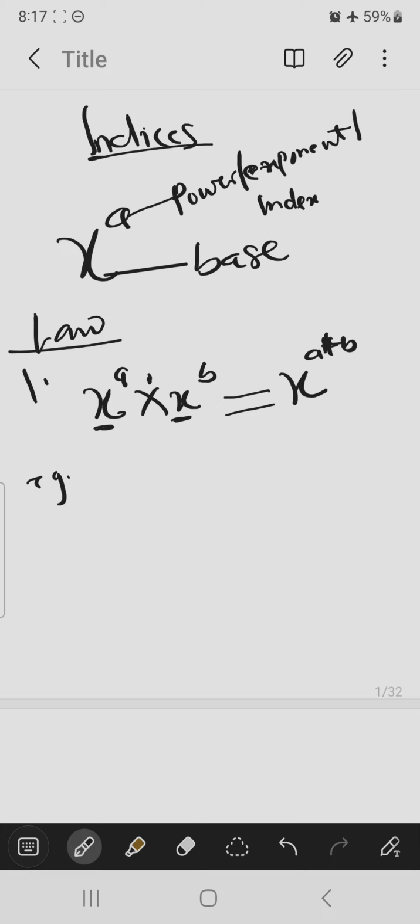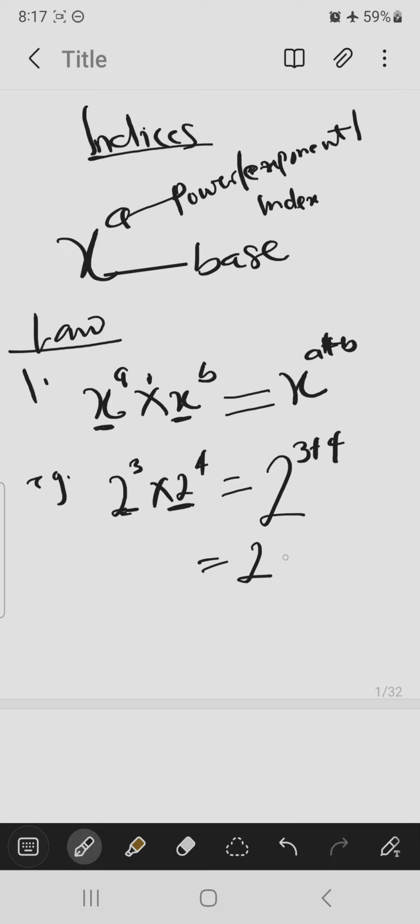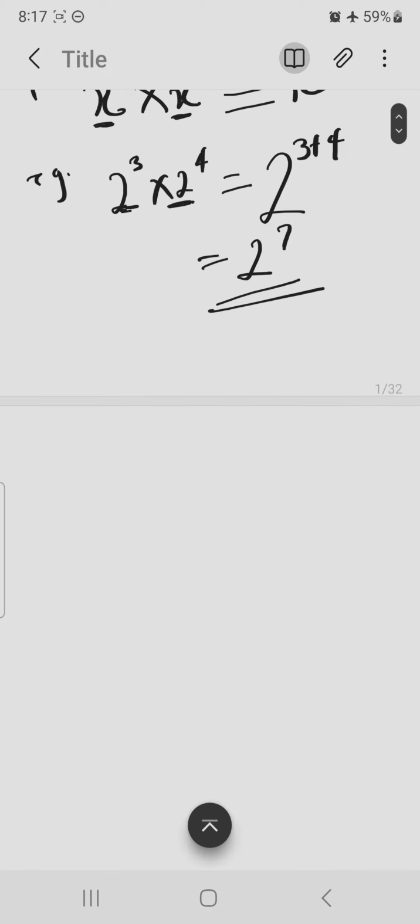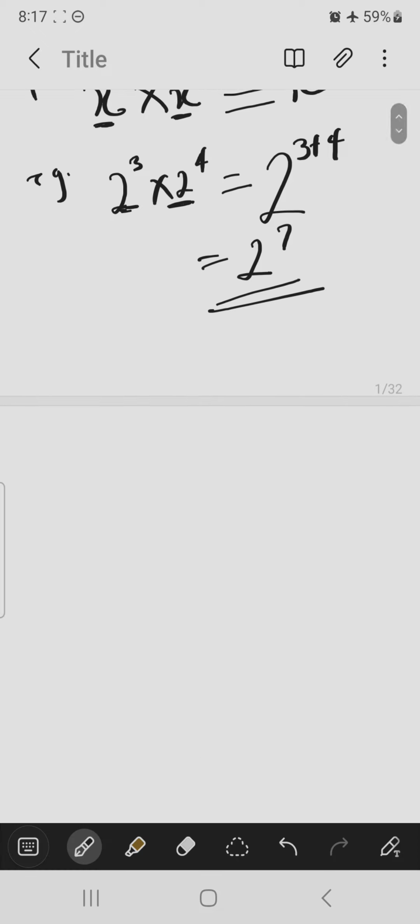Let me give you an example. Let's say 2 raised to power 3 multiplied by 2 raised to power 4. This one is going to be 2 raised to power, you are going to take one of the bases, and you have 3 plus 4. So this one is going to be 2 raised to power 7, and that is your answer. So now, if I were to continue with the second law, law 2.